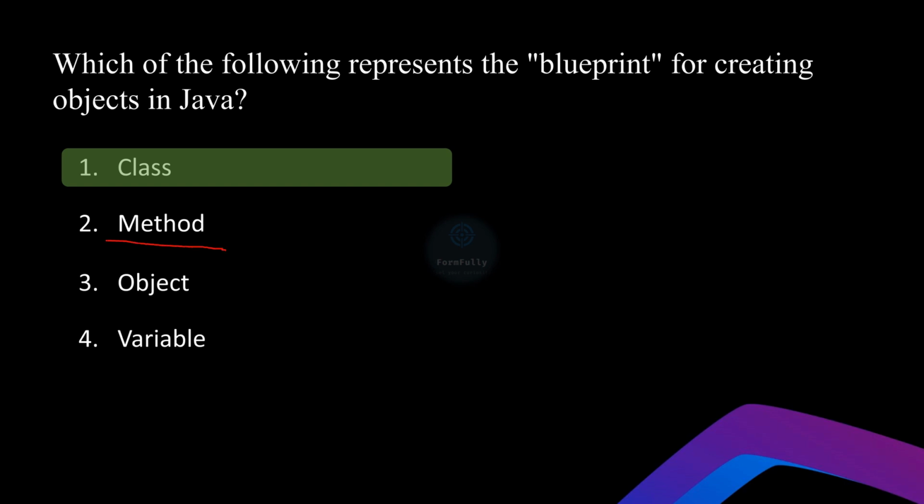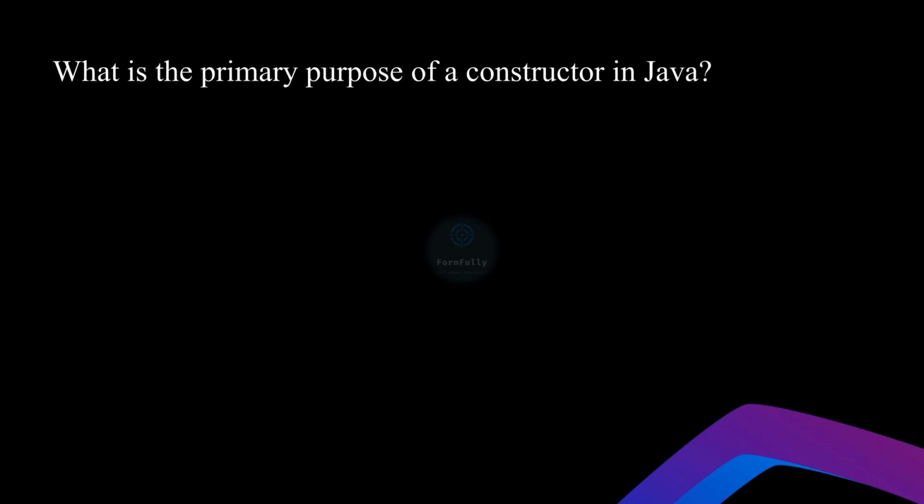A method is a function that defines the behavior of an object but is not the blueprint for creating objects. An object is an instance created based on a class. It is not the blueprint itself. A variable is a container for data, not the blueprint for creating objects.